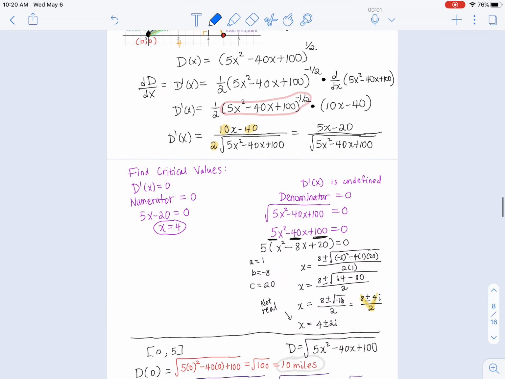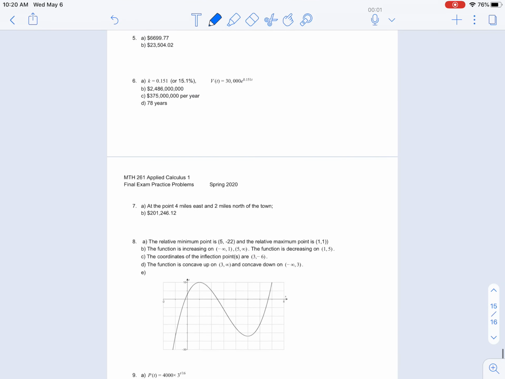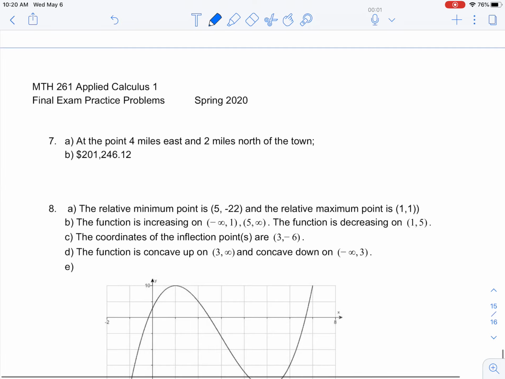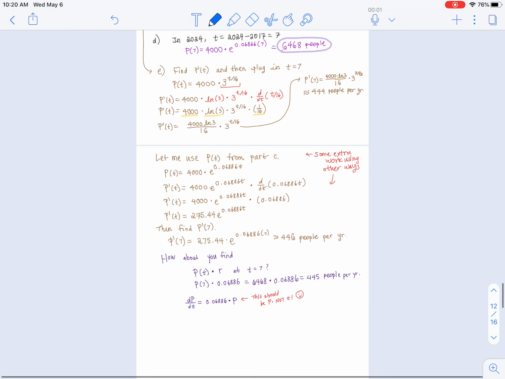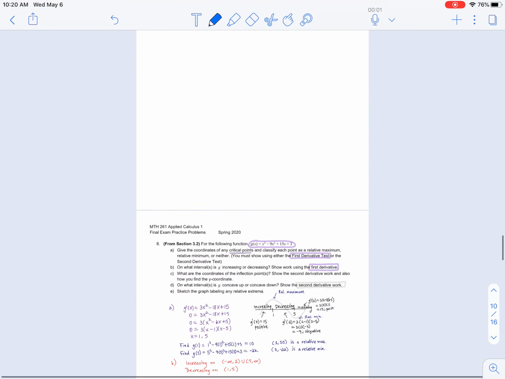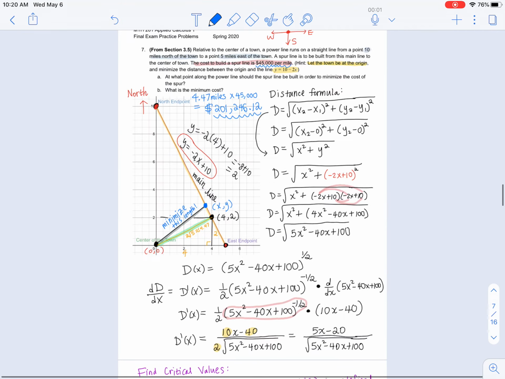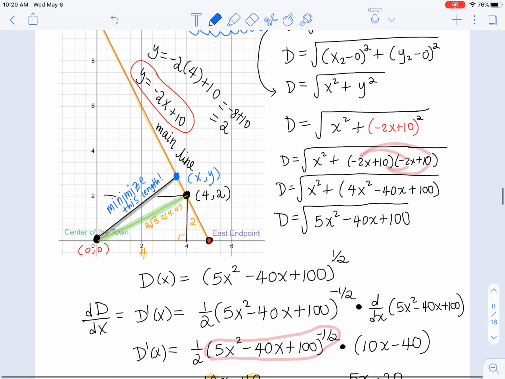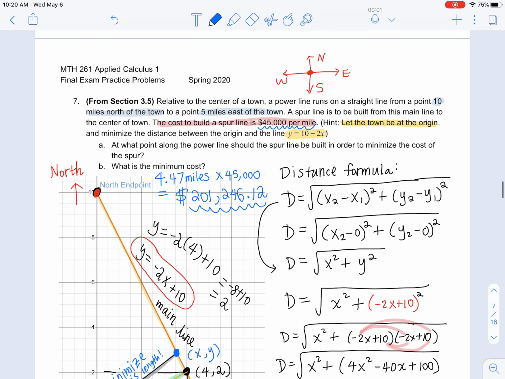So let me double check if I type that up as part B's answer, 201,246. Let's go down. 201,246.12, exactly the same. All right, so I think that's a beautiful problem. It's a final exam problem, so I'm like, why not? You can do it. So I'm going to just create something similar though, right? I'm not going to make it super different.